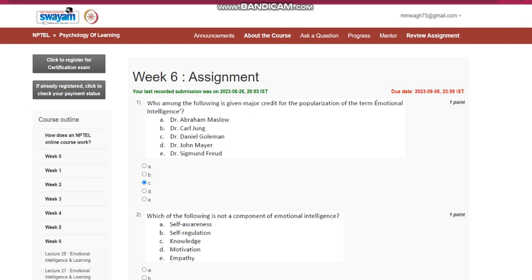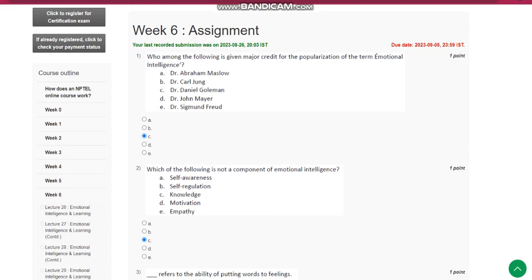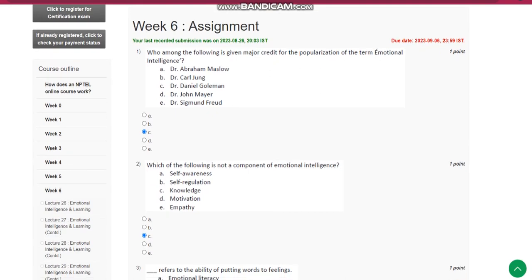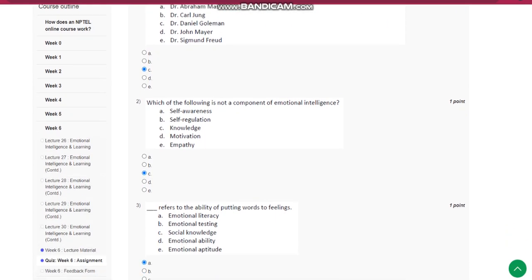Hello everyone, this is assignment number 6 for the course Psychology of Learning. Question number 1 is, who among the following is given major credit for popularization of the term emotional intelligence? Answer is C, that is Daniel Goleman.